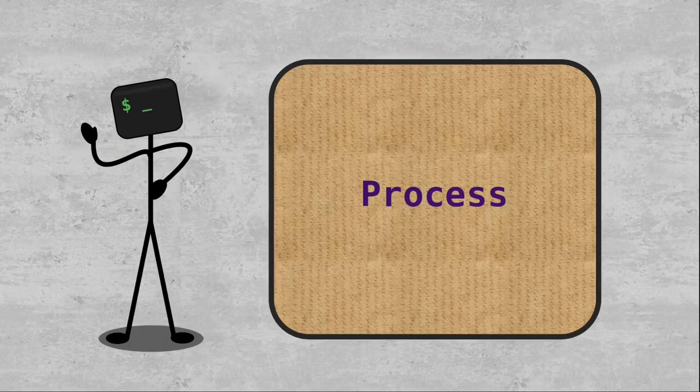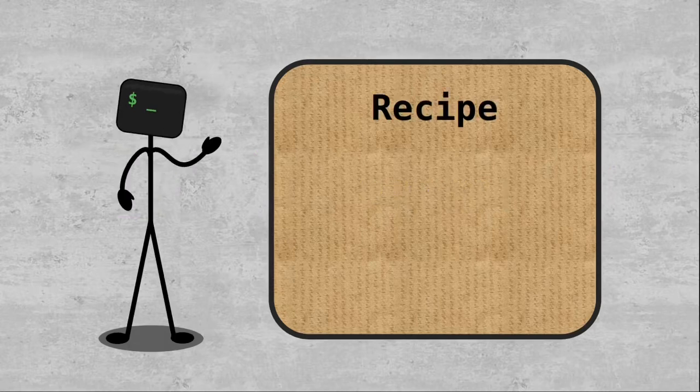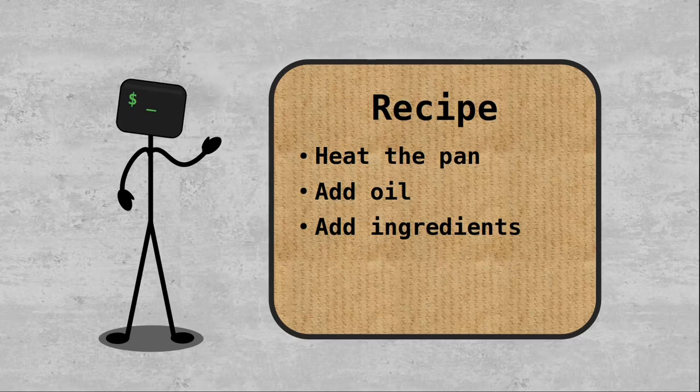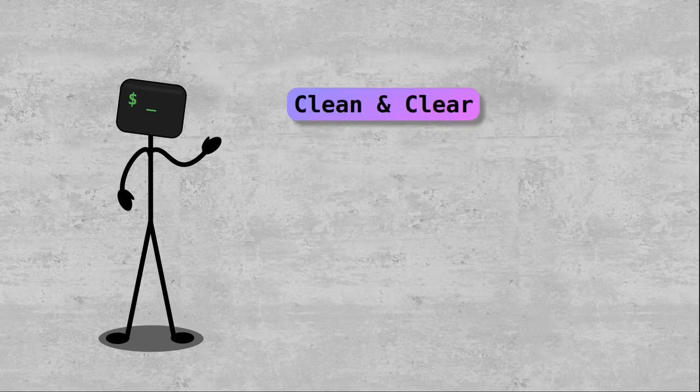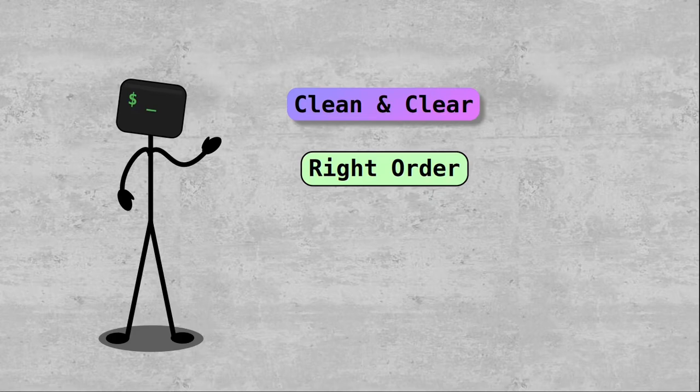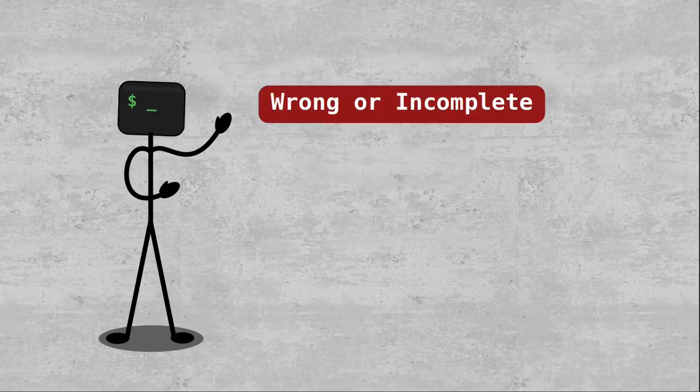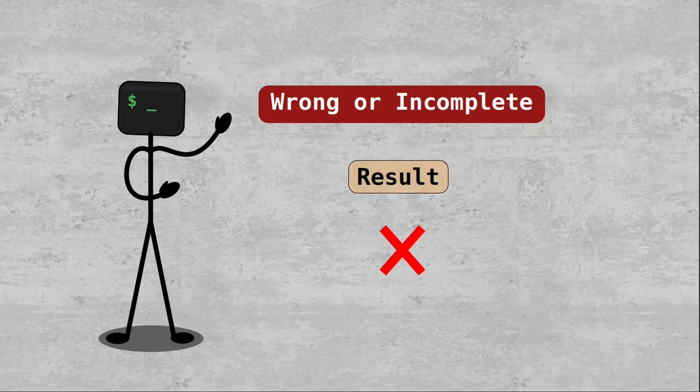Think of instructions like a process written on paper. A cooking recipe doesn't understand food. It simply lists steps. Heat the pan, add the oil, add ingredients, cook for a specific time. If the steps are clean, clear, and in the right order, the result will be correct. If the steps are wrong or incomplete, the result fails.